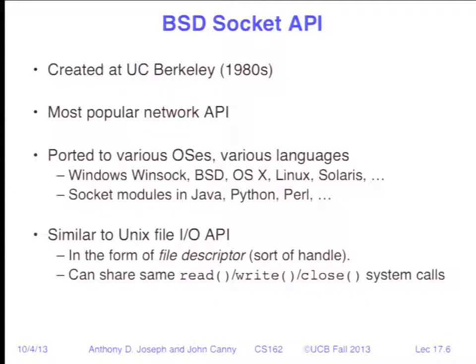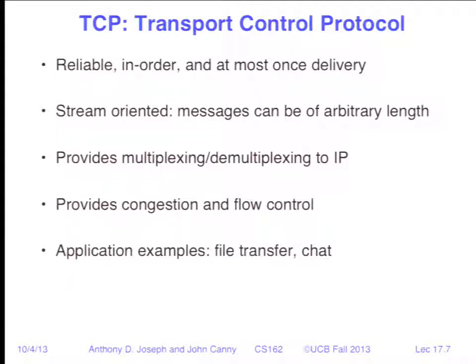It's very similar to the file API that we have in Unix. You actually have a socket descriptor, which is very similar to a file descriptor. It's a handle that gives you access to a socket. And then you can use read, write, and close system calls also on a socket. Now, the transmission control protocol is built on top of the sockets layer. And it provides you with reliable, in order, at most once delivery. Okay, so lots of guarantees there.